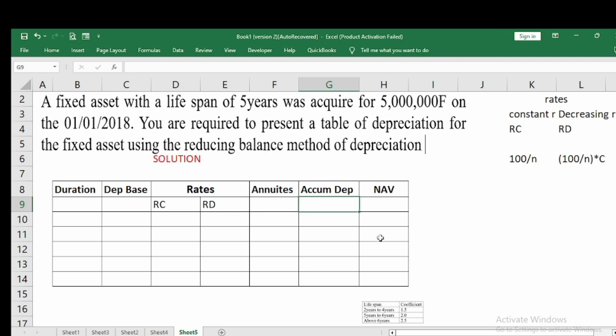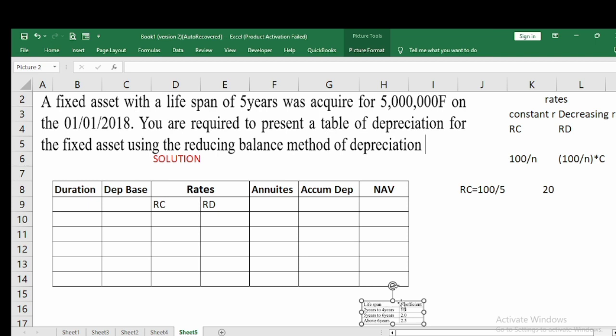Awesome. So in order to determine from the question, our n has been given to be 5 years. So n is 5 years. So our constant rate RC will be equal to 100 divided by 5, which is the duration. When you divide 100 by 5, you are going to have 20, right? We are going to have 20. And then our reducing rate.